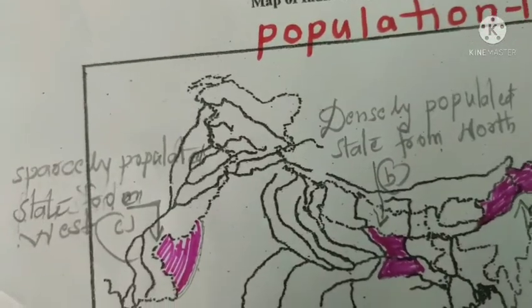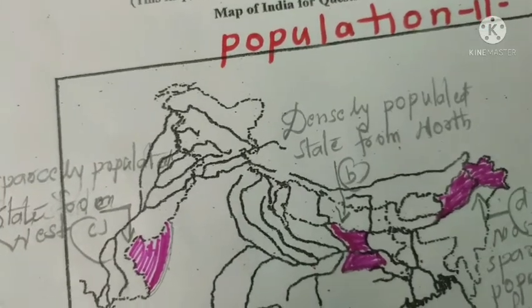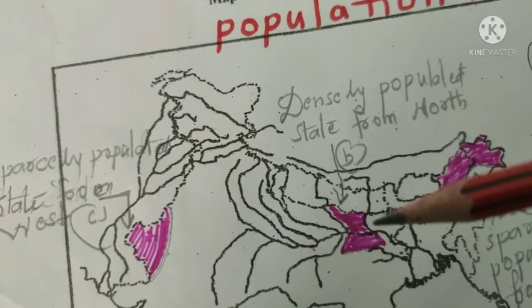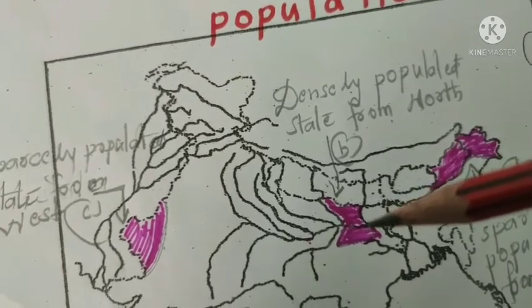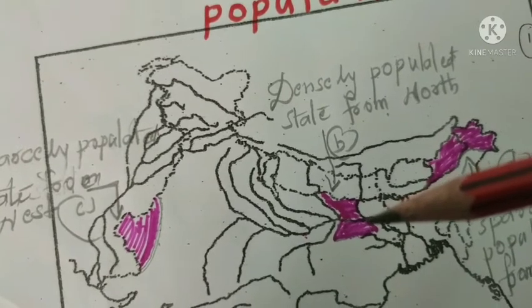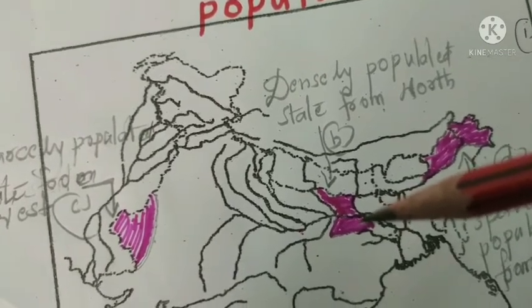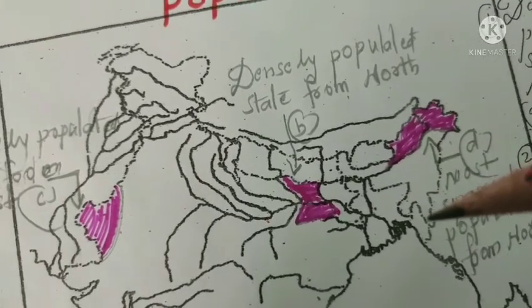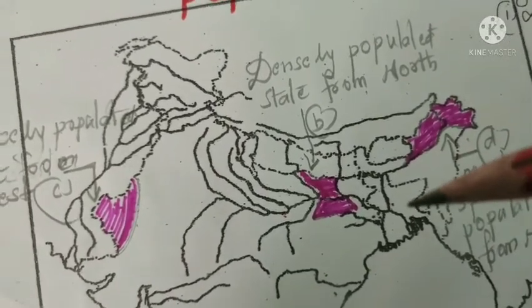See, now we came to the last part of the map, that is the distribution of population. So here 4 questions are there. First is the densely populated area, and the second is the sparsely populated area. Densely populated area means within a square kilometer the highest number of people are living, and sparsely populated means within a square kilometer very few people are living.